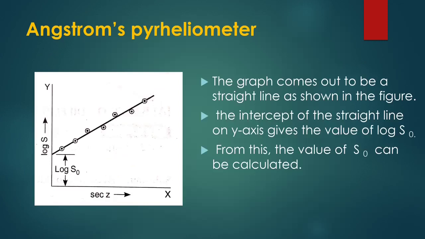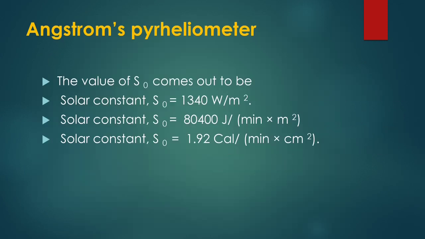Now by calculating the log S naught value, we can find out the solar constant S naught value. This comes out to be 1340 watt per meter square. This can be represented in different units. So solar constant S naught is equal to 80400 joules per minute per meter square. S naught is equal to 1.92 calories per minute per centimeter square.